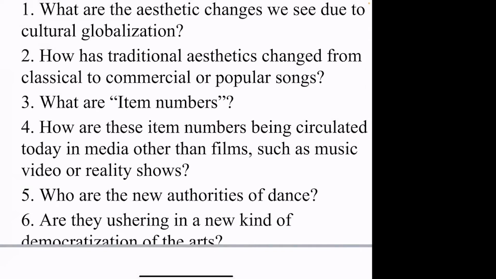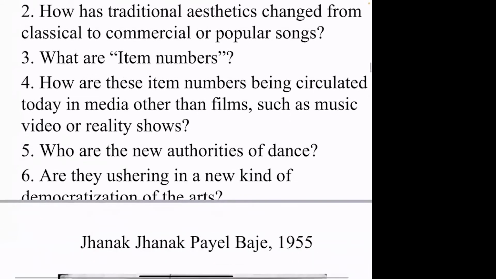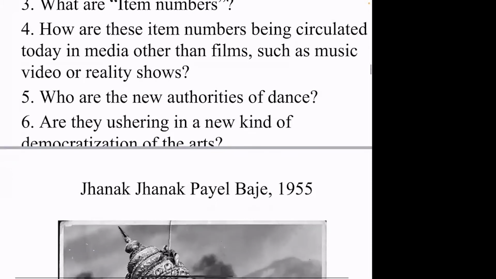How are these item numbers being circulated today in media, other than films? Because as you see, I'm going to be talking about reality shows. So this is the transformation or the transmission of Bombay films or Bollywood, not just on the cinema screen, but to the television screen. So much is going on with dance. And who are the new authorities of dance? And what kind of democratization of the arts does it bring to the picture?